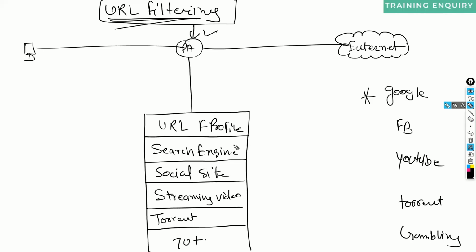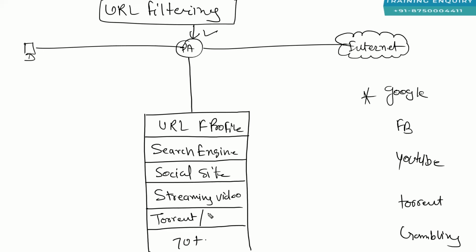We will do it at the time of practical, but here I just want to make you aware of what URL filtering is. With the help of URL filtering, you can use inbuilt categories, as well as if something is not available there, you can also create your own. Clear? Okay, sir.